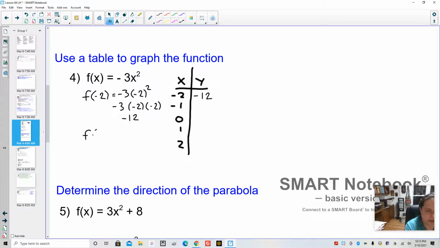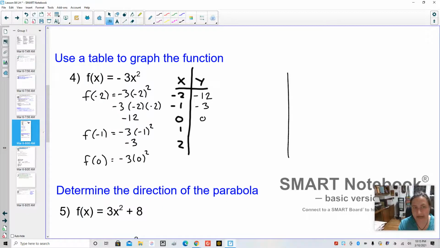F of negative 1 puts in a negative 1 in there. So a negative 1 times a negative 1 is 1, times a negative 3 is a negative 3. Next one's always pretty easy. F of 0 equals negative 3 times 0 squared. That's a nice 0. So this is actually going to be right on the origin, just like the other. So when I graph this function, we know that it's going to curve right at the 0, 0.